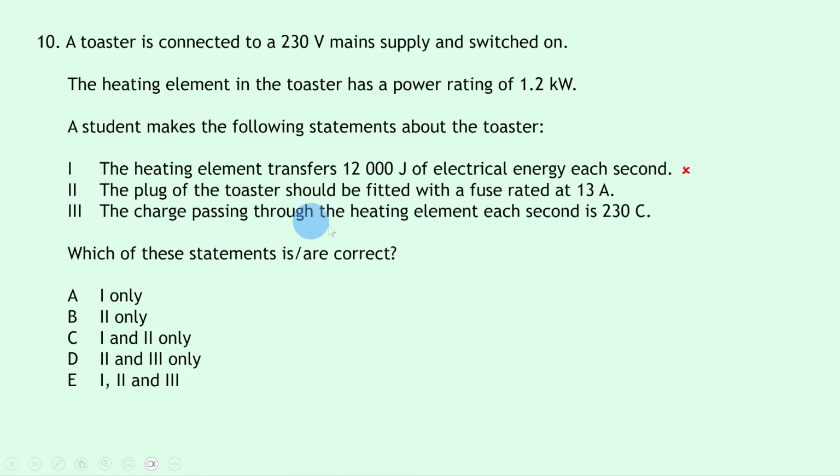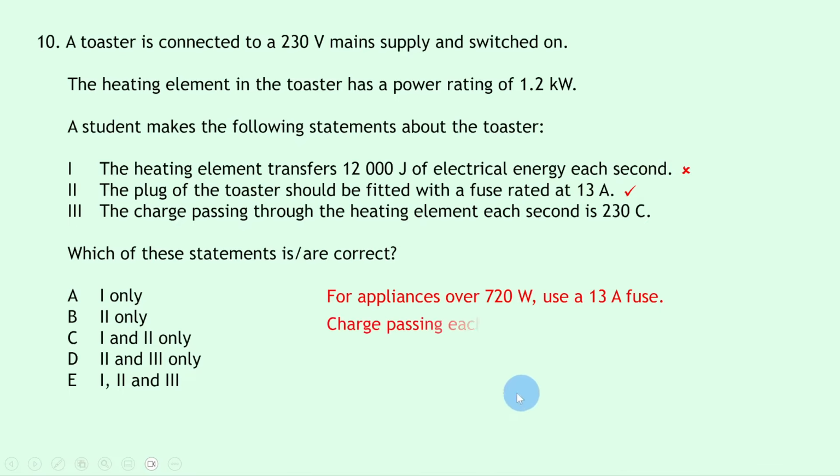Statement 2, the plug of the toaster should be fitted with a fuse rated at 13 amps. Well, remember we can say that for appliances over 720 watts, this threshold value, we can use a 13 amp fuse, whereas anything below 720 watts we can use a 3 amp fuse for. So that means statement 2 is correct. And lastly, statement 3, the charge passing through the heating element each second is 230 coulombs.